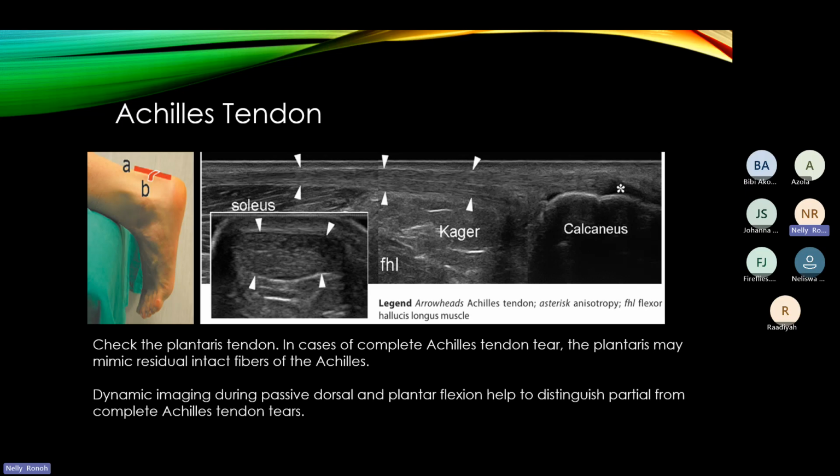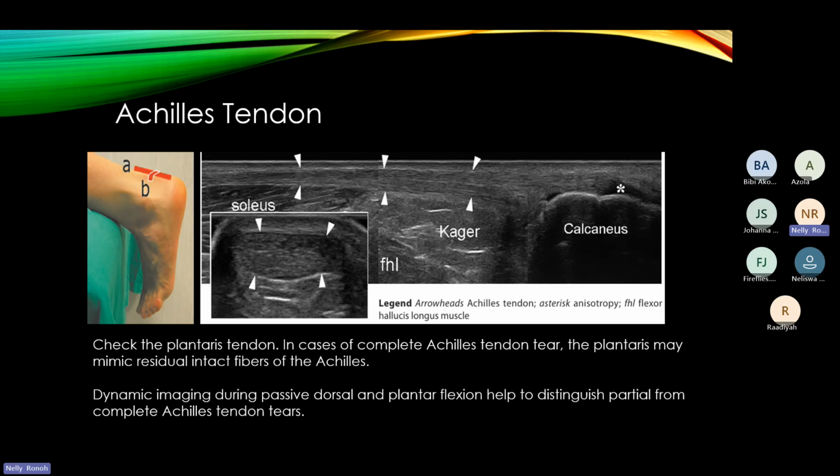Like in this case, we have what is known as the Kager's fat pad here. Just below the Kager's fat pad, we have the flexor hallucis longus, the muscle just beneath it. The fat pad is usually just for insulation. The Achilles tendon is where you can see the white arrows there, and that is on a sagittal or longitudinal plane, labeled as A.